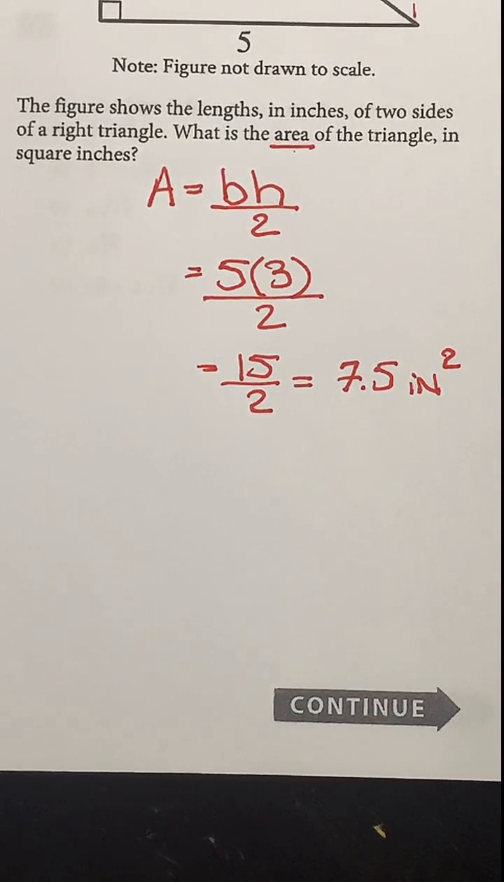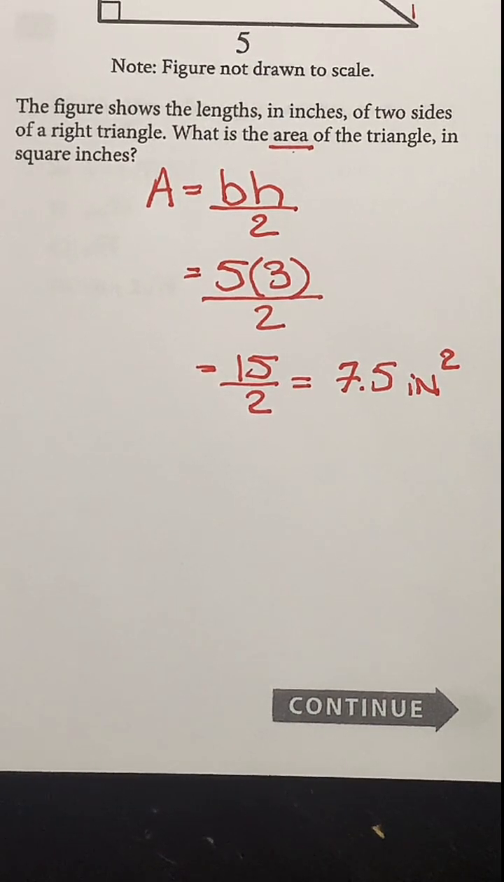Area for all triangles, Lexi, doesn't matter, right? Acute, obtuse. It's always going to be your base times height divided by 2.